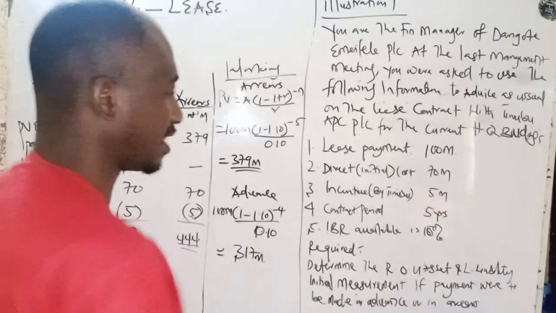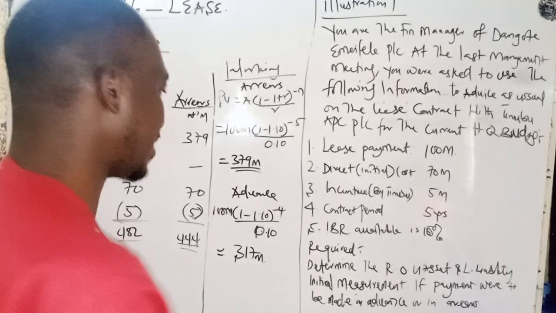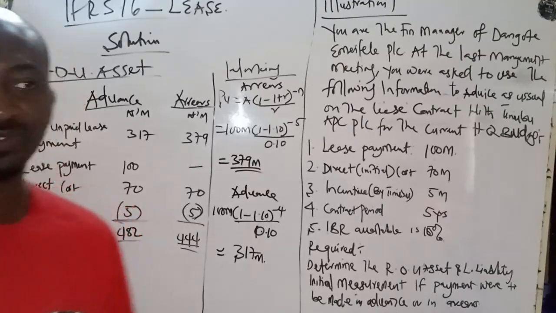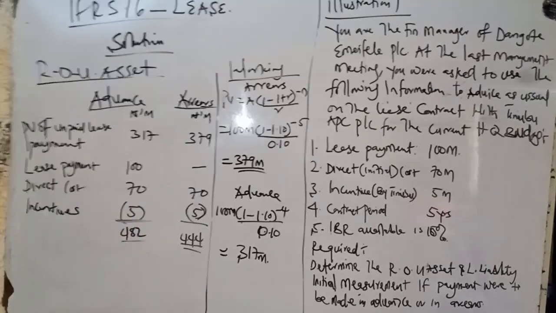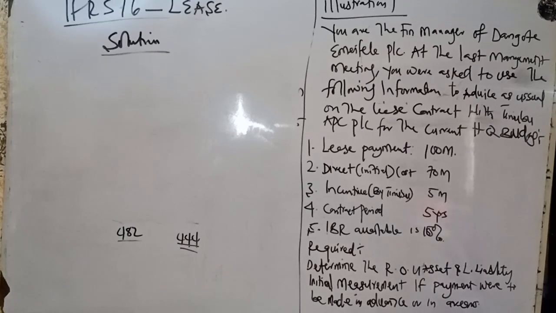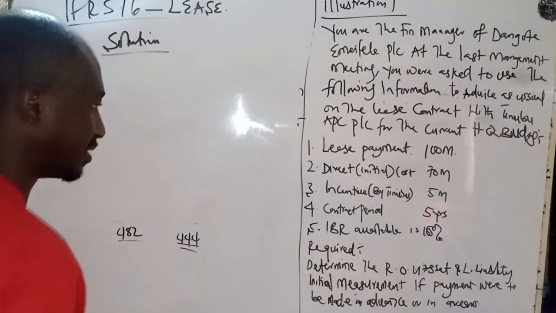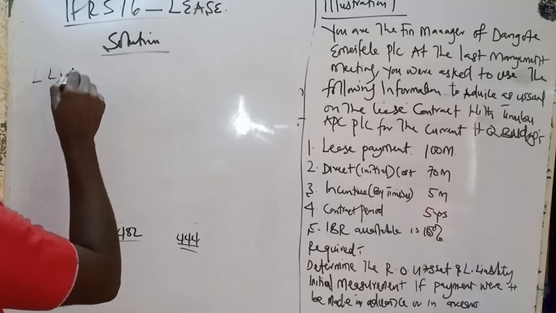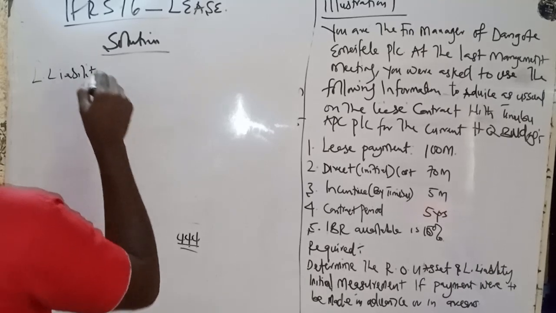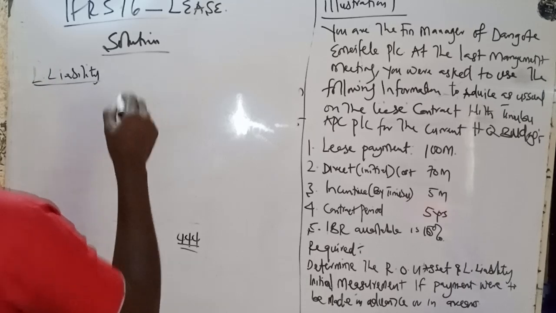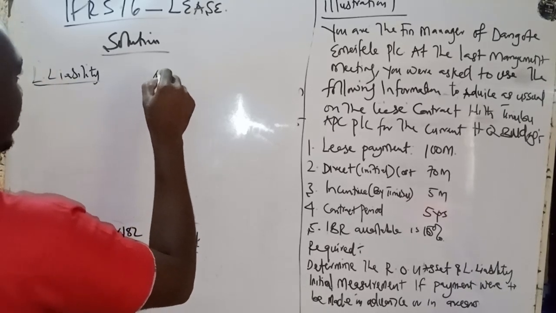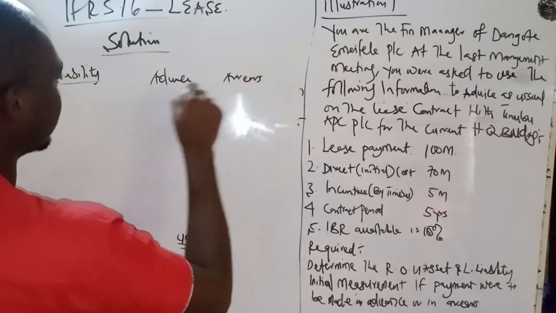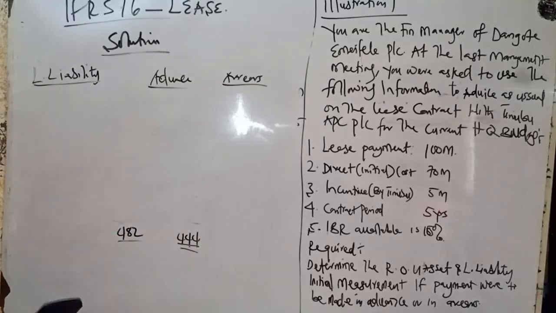They say we should determine the initial measurement. Is that not true? That is how this thing is. It's as simple as that for the right of use of asset. So now very quickly let's determine our lease liability. Lease liability, that one is very, very simple. So also we do it in arrears, in advance, and then in arrears. In advance and in arrears. So it's very simple.